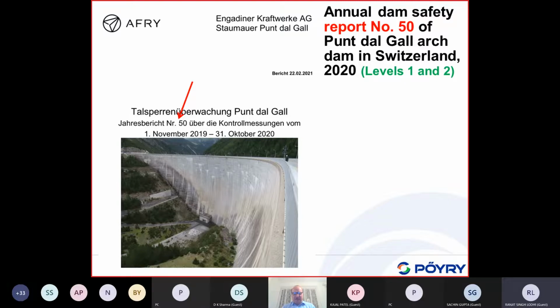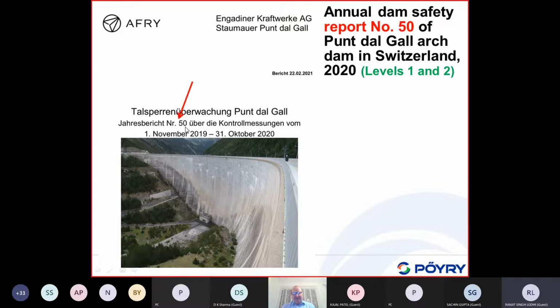But what I would like to mention, I'm in charge of the annual inspection of this dam, and usually it covers the period here. The last which has been finished is until October 2020. I'm now working on the next one until October 21. But I would like to draw your attention here, number 50. It is the annual report number 50.